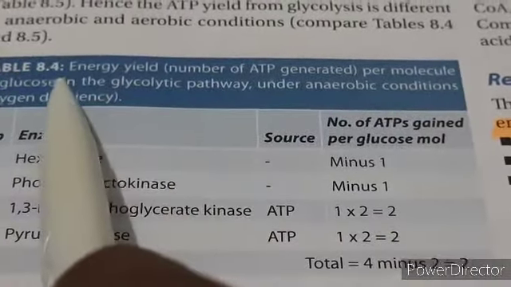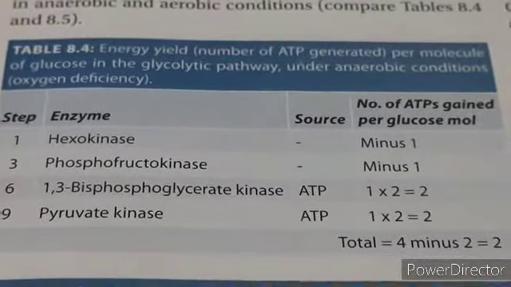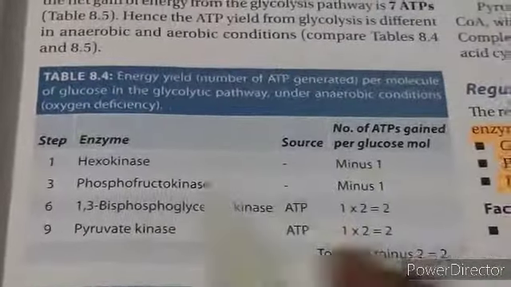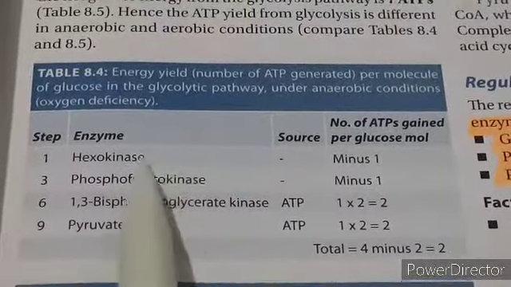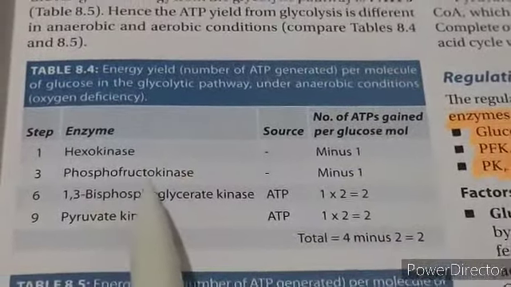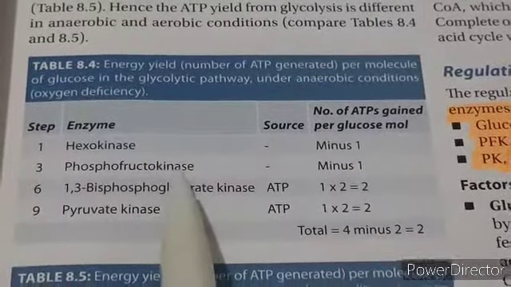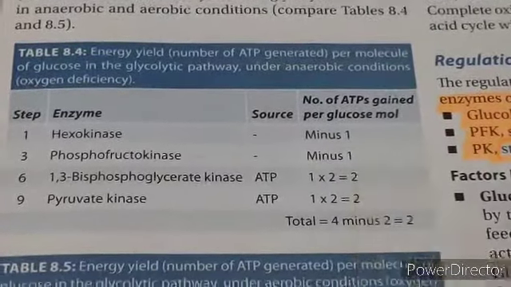Now, energy yield: the number of ATP generated per molecule of glucose in the glycolytic pathway. When hexokinase acts to convert glucose to glucose 6-phosphate, 1 ATP is utilized. And when phosphofructokinase acts to convert fructose 6-phosphate to fructose 1,6-bisphosphate, 1 ATP is utilized.